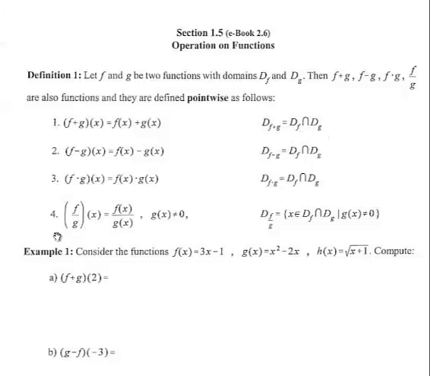Okay, now the fourth one has a slightly different explanation for the domain. But here we have f divided by g of x, and we're simply dividing f by g of x. Okay, but now since we're dividing, we cannot have g of x equal to 0, because in that case we either get 1 divided by 0 or we get 0 divided by 0, and neither one of these are real numbers.